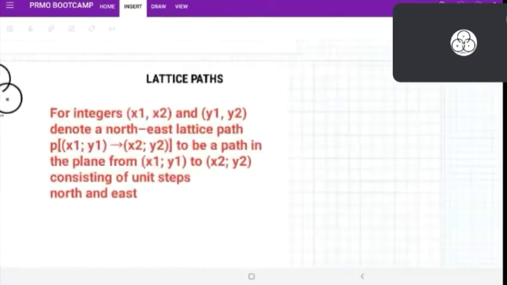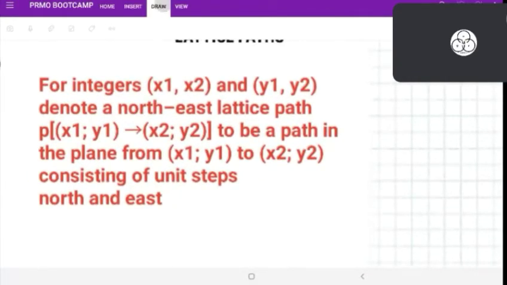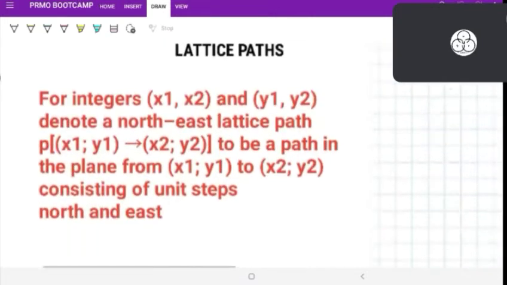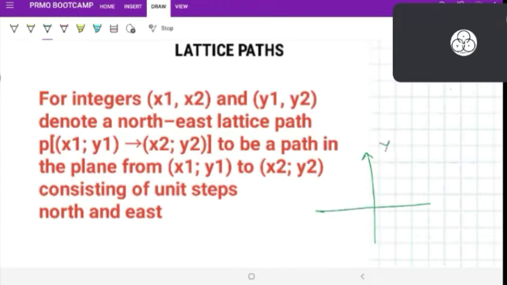See, this is the definition of a lattice path. For integers in a coordinate plane, this is the y-axis, this is the x-axis. There are some integral points, say (x1, x2), and our destination is some (y1, y2). A northeast lattice path. Denote a northeast lattice path to be a path consisting of unit steps north and east. What do I mean by unit steps north and east?